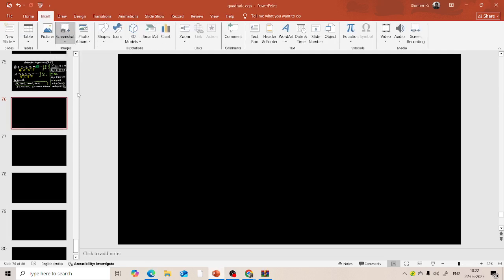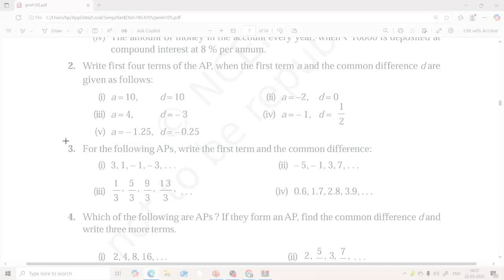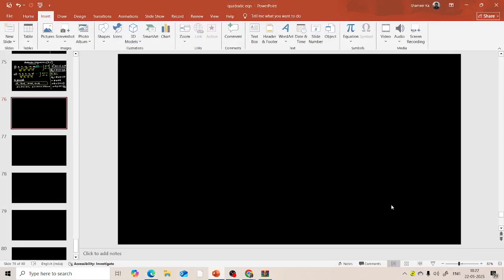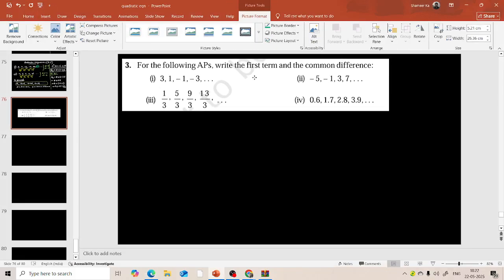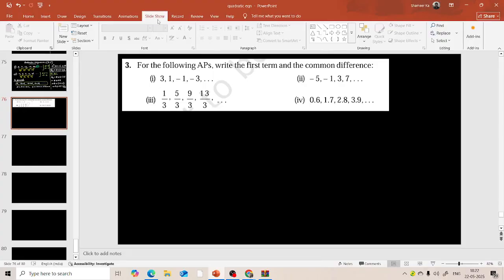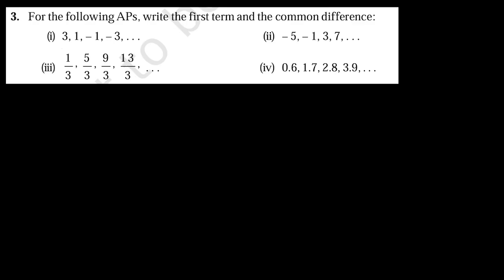Exercise 1. Most of the questions ask you to check whether the terms are in arithmetic progression or not, and if yes, write the first term and common difference. I will discuss only the selected problems. The question I will read: for the following APs, write the first term and common difference. These are very simple questions. They have clearly specified that they are in AP, so we have to find the first term and common difference. It's a very simple question, right?